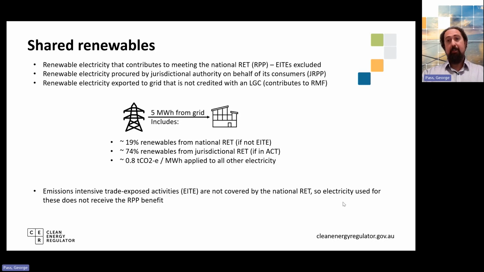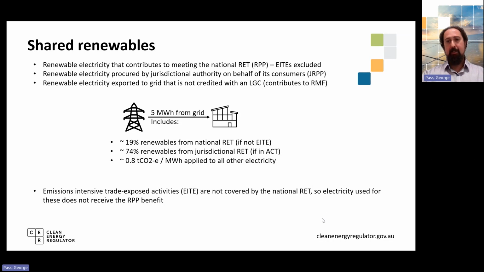And then all other renewable electricity exported to the grid, where the generation isn't credited with LGCs, this electricity is combined with all other generation in the grid when estimating the residual mix factor. So the emissions benefit is shared across the grid in that way, because those renewables effectively reduce the emissions intensity and therefore share the renewable electricity across all consumers.